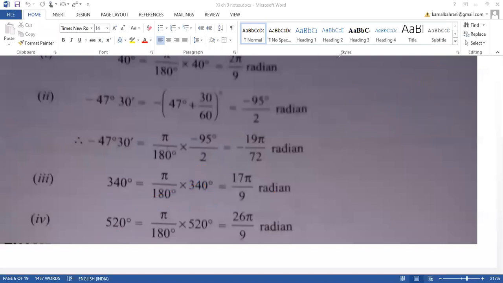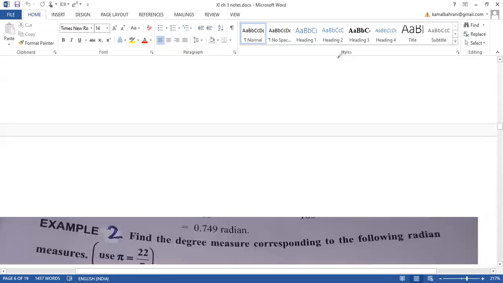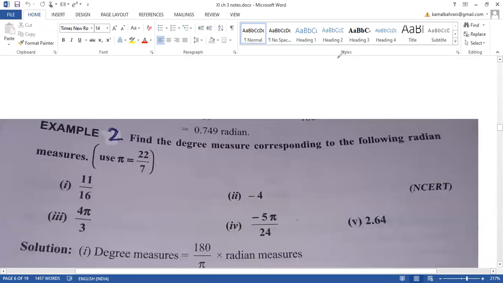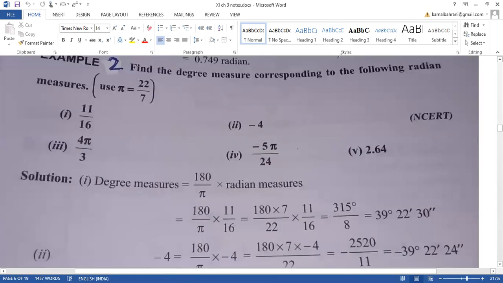Next question, come to the next question. Question number 2. Now the second question is, we have to convert the radian into degree. We have to find the degree measure corresponding to the radian measure. So we have been given this 11 by 16, which is your radian measure. You have to convert it into degree.